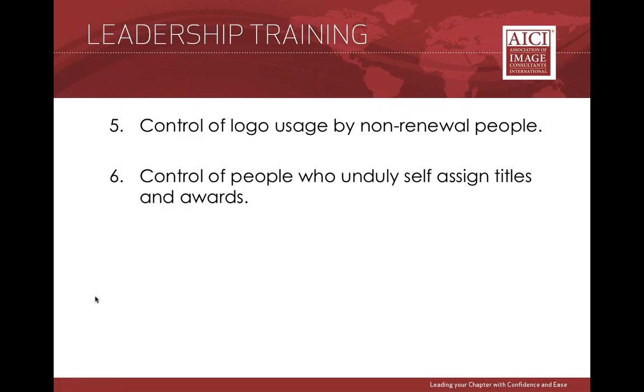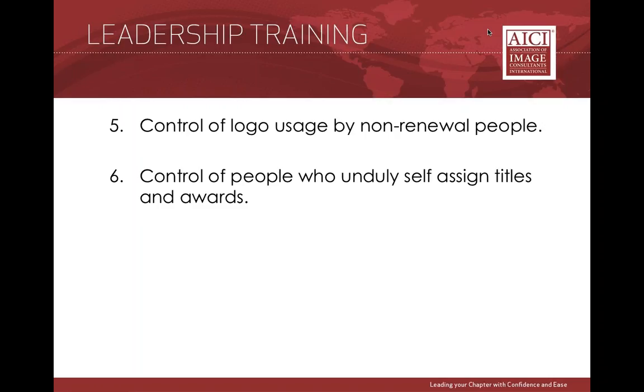Okay, well, point five from here is about the logo usage by the non-renewal people, and it's very important that you can control that. You have the list of your members, you have their web page, and you can revise the information from their web page, that it's real, correct, and not using something that they shouldn't.